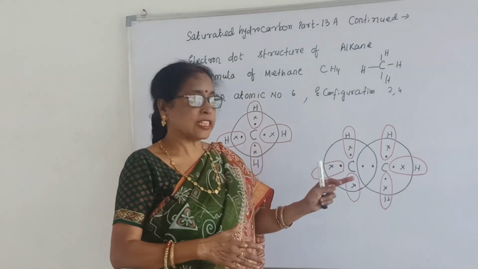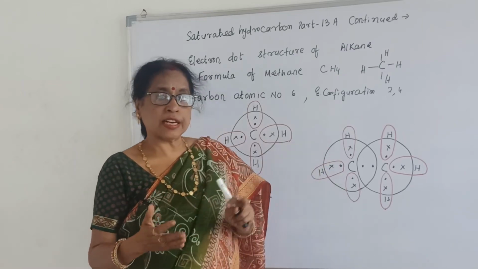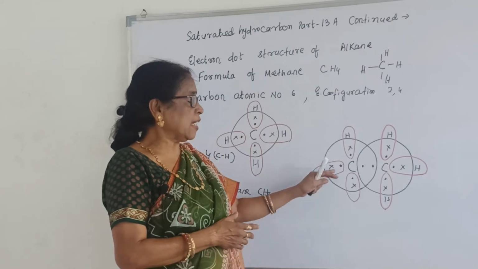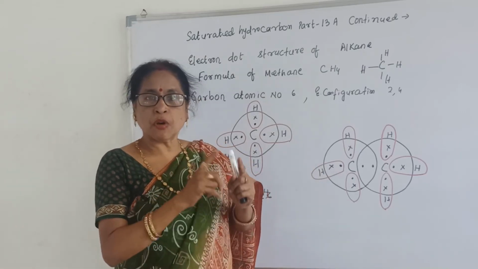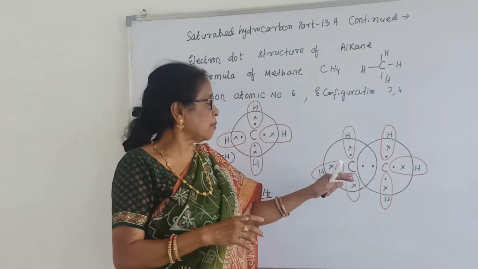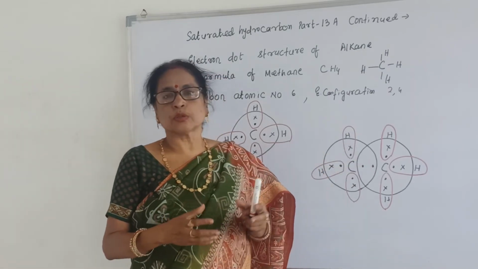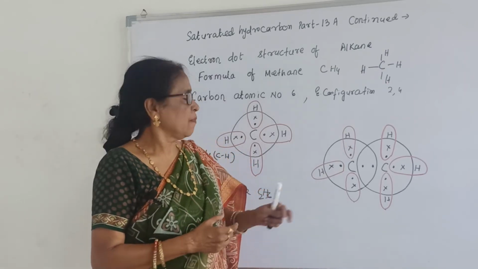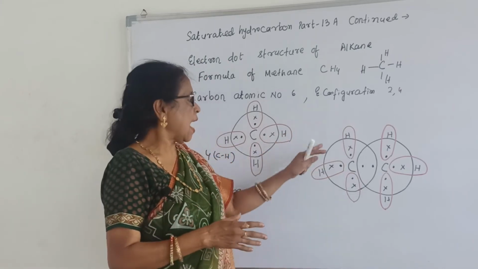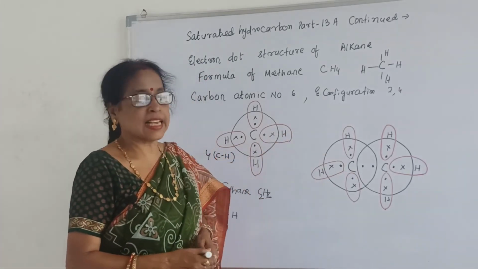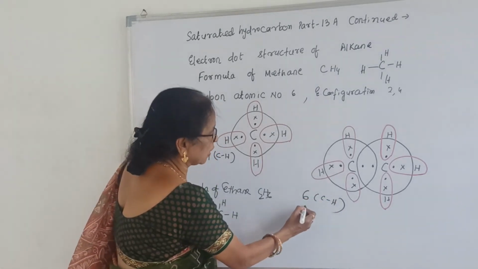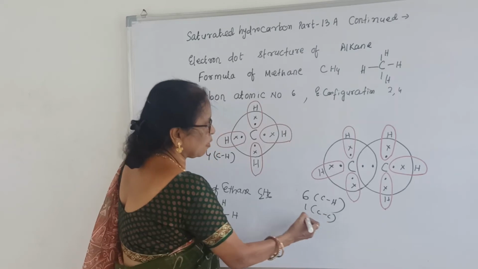Then totally how many sharings take place here? Between carbon and hydrogen, 6 sharings take place. 6 pairs of electron sharing. That means it forms a covalent bond between what? Carbon and hydrogen. And what happened between carbon and carbon? See, carbon and carbon also 1 sharing takes place. So here 1 covalent bond takes place. And here how many? 6 CH. So here 6 CH bonds form and 1 CC bond forms.